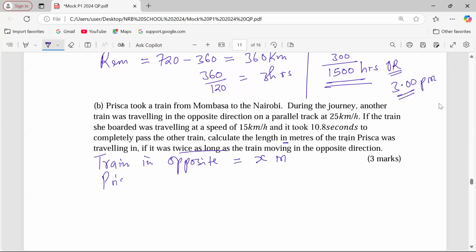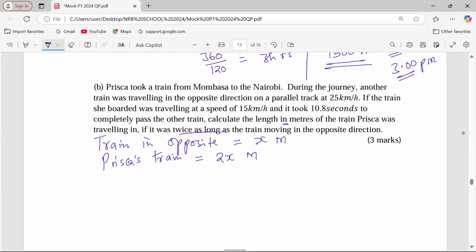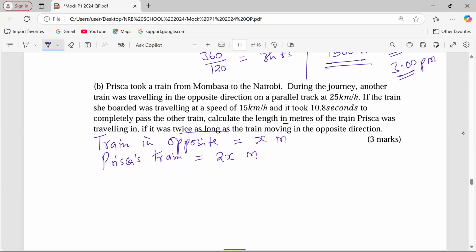Then we have the other train now, which is Priska's train. Now this one is twice as long as the other one, 2X meters long. So we calculate the length in meters of the train Priska was traveling in if it was twice as long as the train in the opposite direction. So that one now is a good interpretation first. Then now look at this. Let me draw it. We have one train and another train.